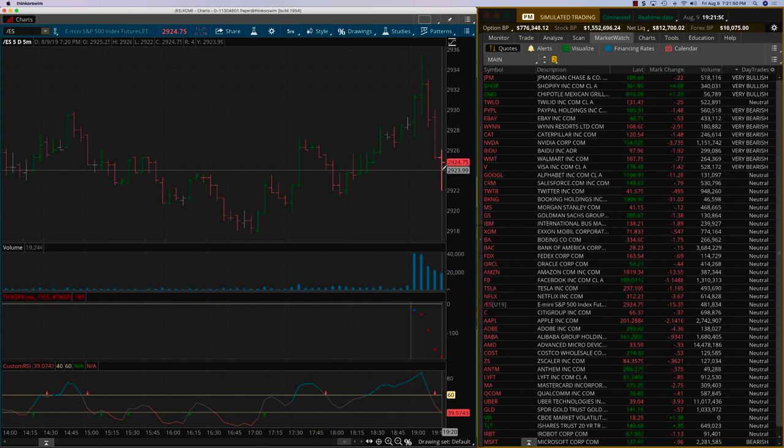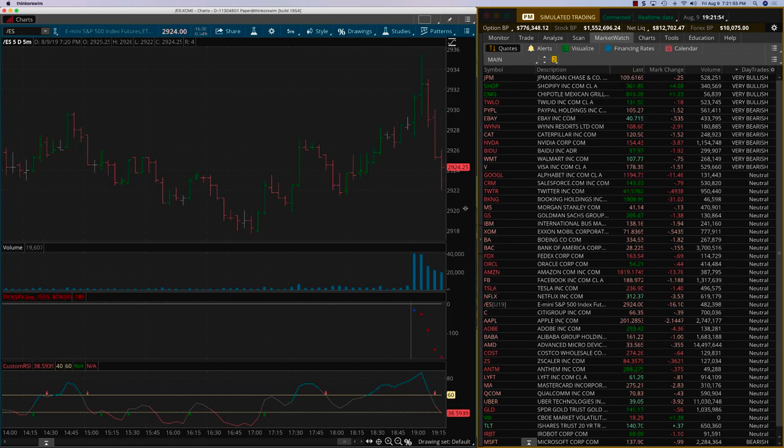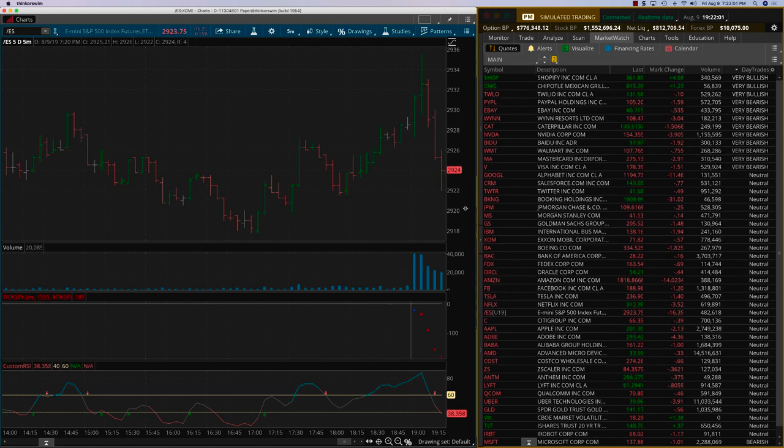It's still clearly bearish, but is it time to take a trade? I don't think so. You want to wait for at least half an hour to 45 minutes.